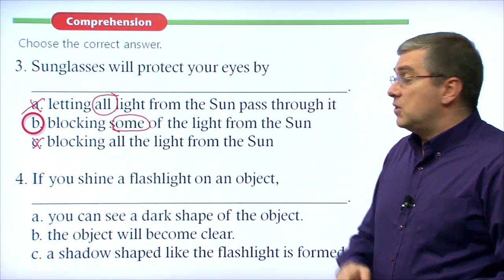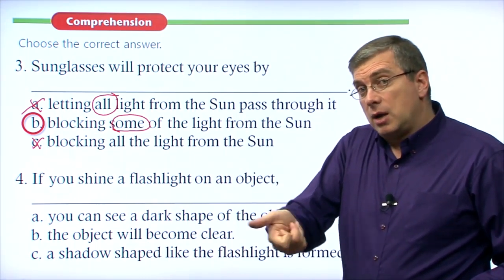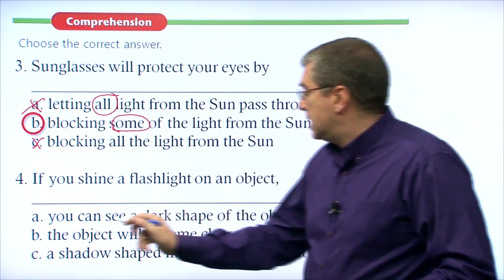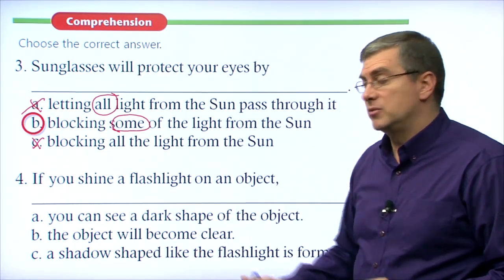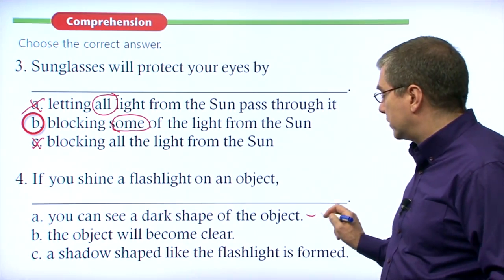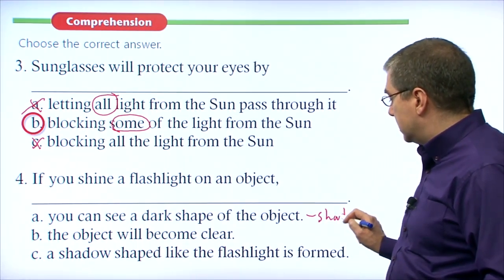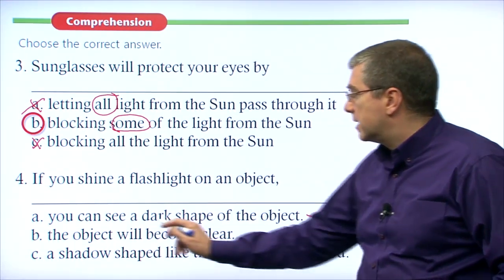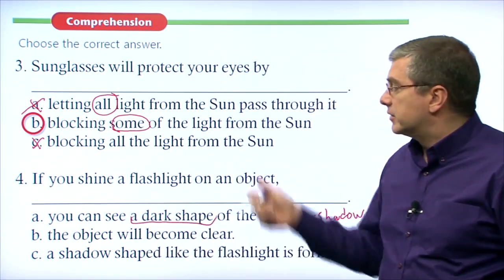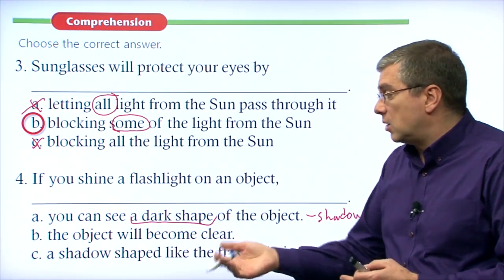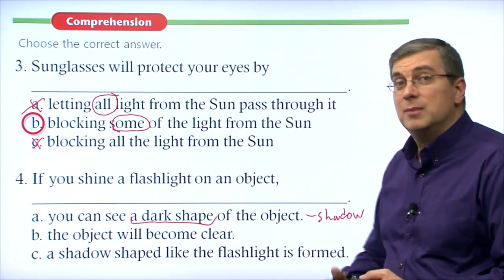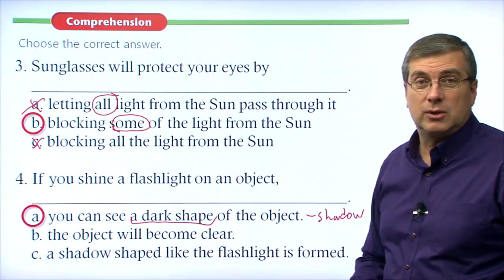Four, if you shine a flashlight on an object, what happens? A, you can see a dark shape of the object behind the object. Of course you can, and that's of course the shadow. The shadow is what you can see, that is the dark shape. So if you shine a flashlight on an object, you can see a shadow, a dark shape of the object behind the object. A is the correct answer.